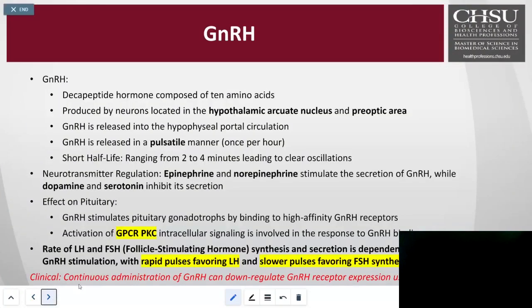Let's take a look at the first one, GnRH. The first hormone, is this tier 1 or tier 2? Tier 1. LH and FSH are tier 2, and then the sex hormones, progesterone and estrogen, are tier 3. So tier 1 is made by the arcuate nucleus and also parts of the preoptic area in the hypothalamus. What I want to highlight here is that this hormone is released in a pulsatile manner.